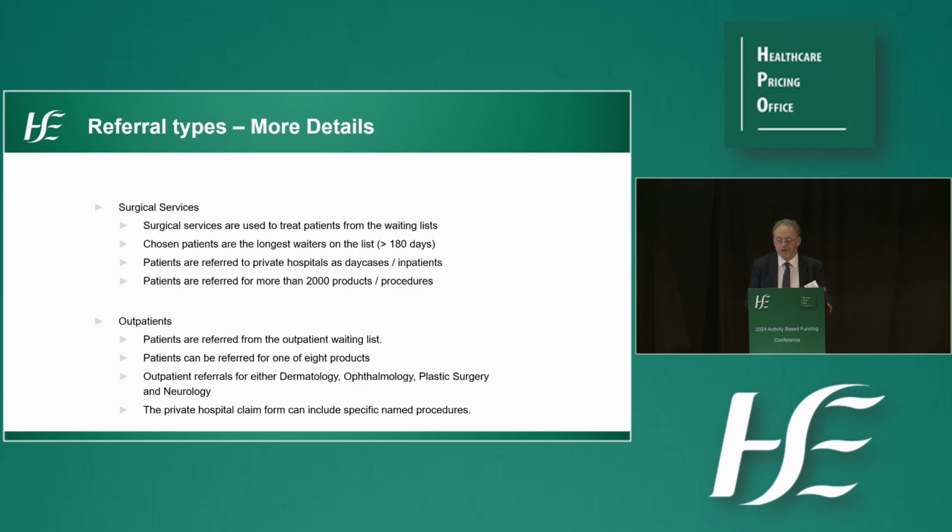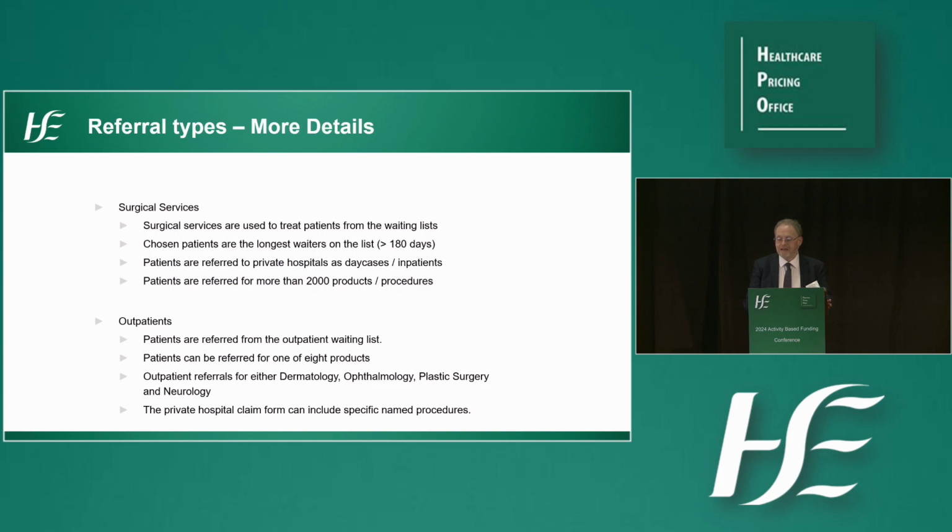And we have over 2,000 products or procedures that people can be sent for. They're all procured. We've gone to the private hospital and said, tell us how much it would cost for this procedure, and they've given us a price. For the outpatient services, patients are referred from the outpatient waiting list. That's why we have the second waiting list. We have 8 products for different specialties, children and adult ones, like dermatology, ophthalmology, plastic surgery, and neurology.